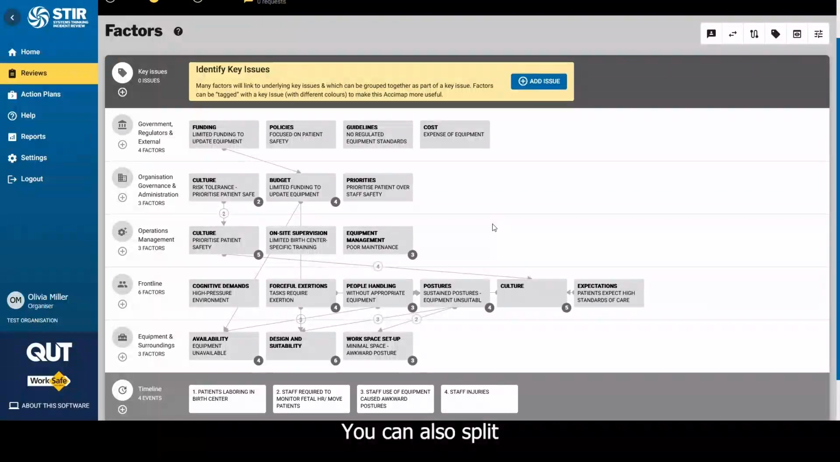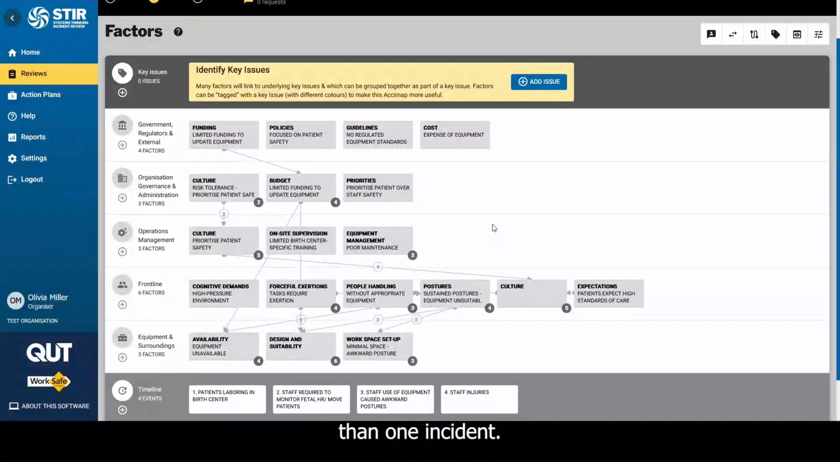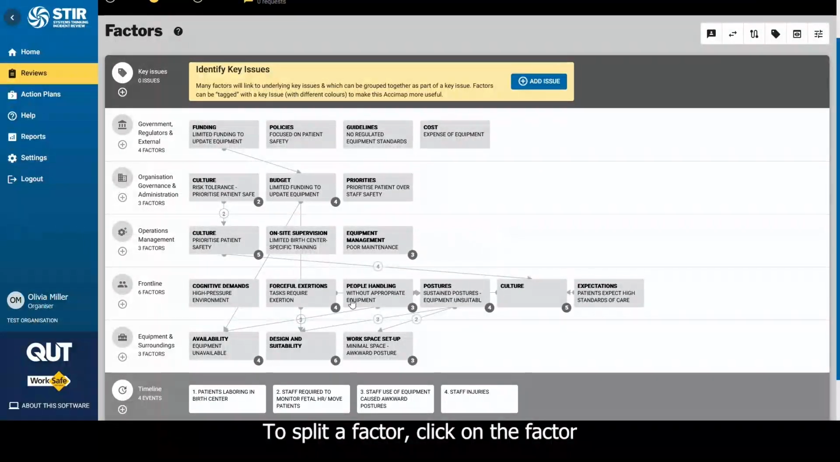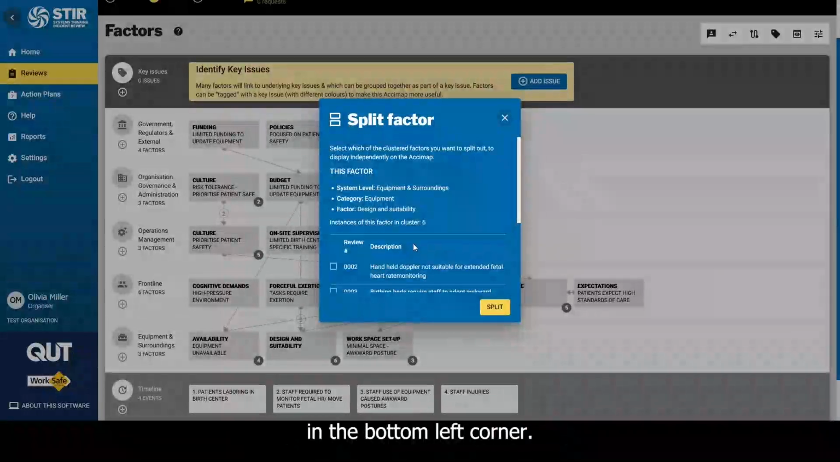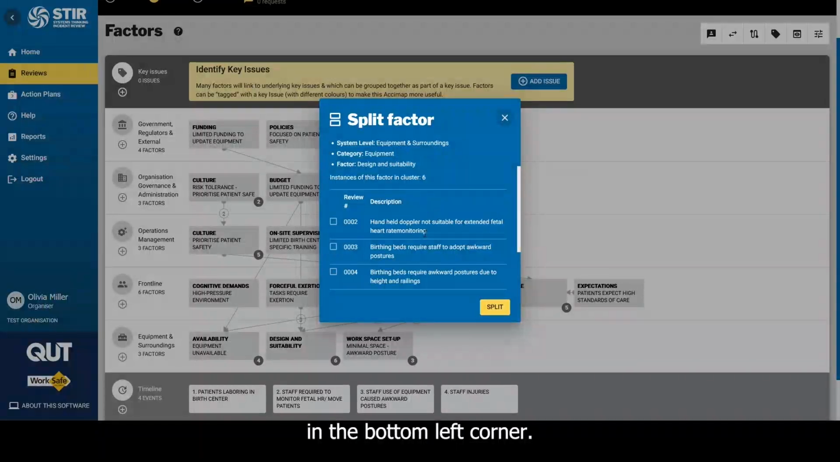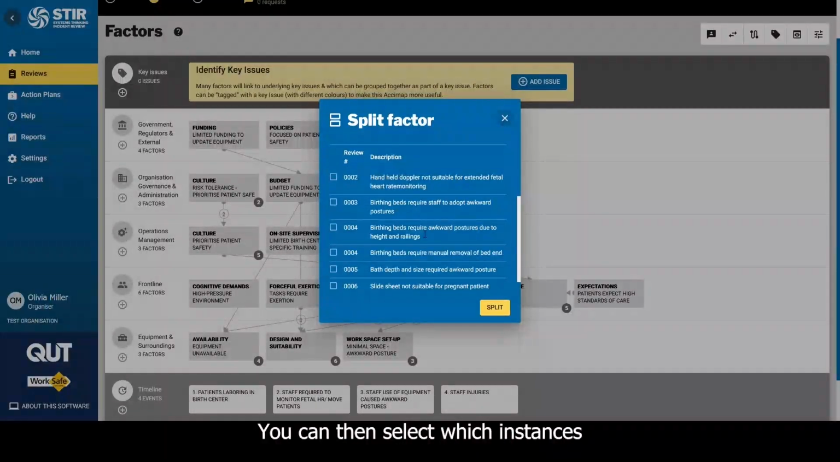You can also split factors that are linked to more than one incident. This can be helpful if a factor has been identified across several reviews but has different meanings or different risk controls. To split a factor, click on the factor and select the Split Factor button in the bottom left corner. You can then select which instances of this factor you would like to separate.